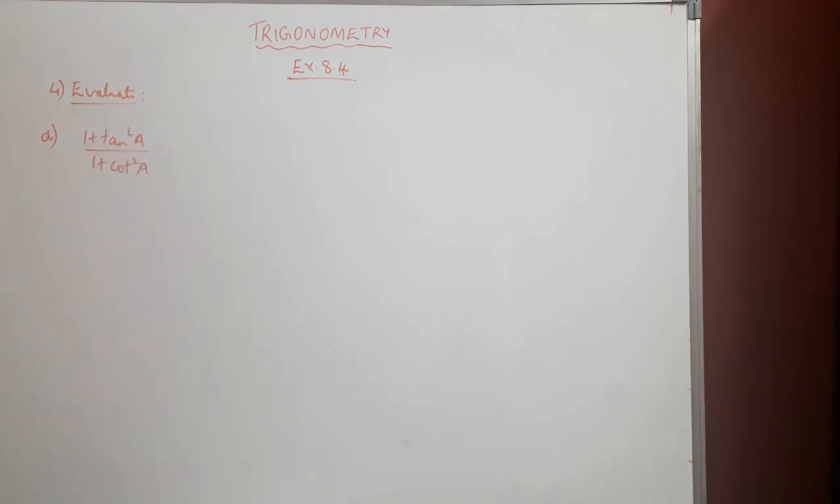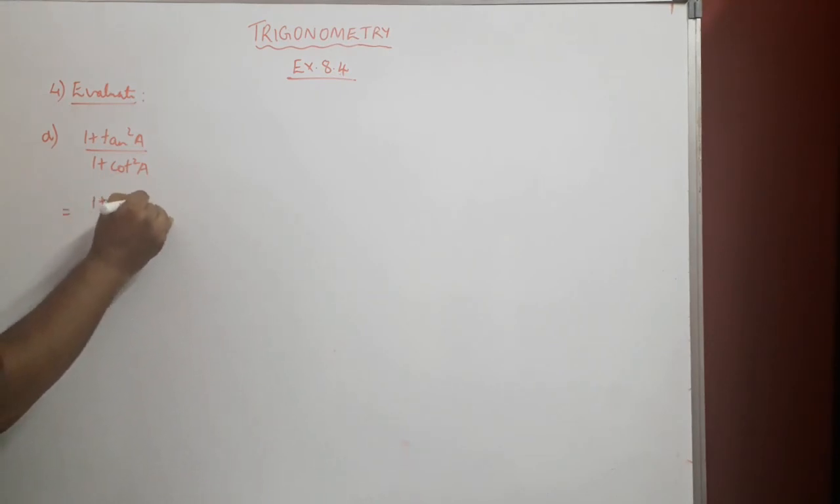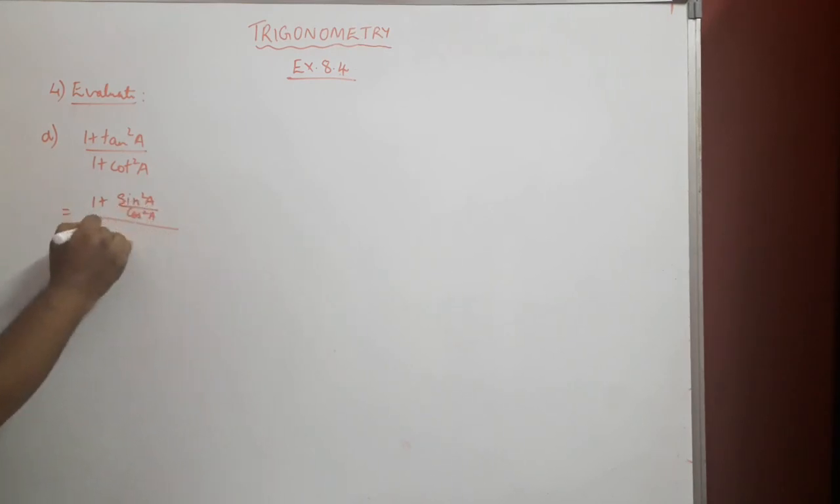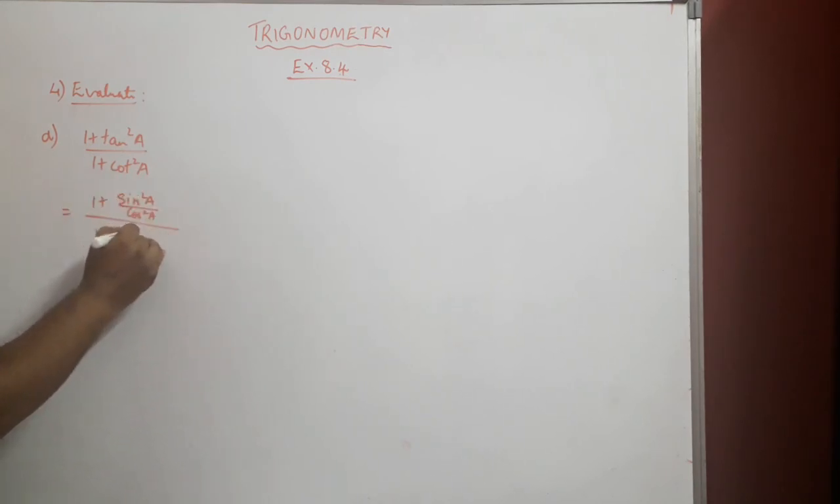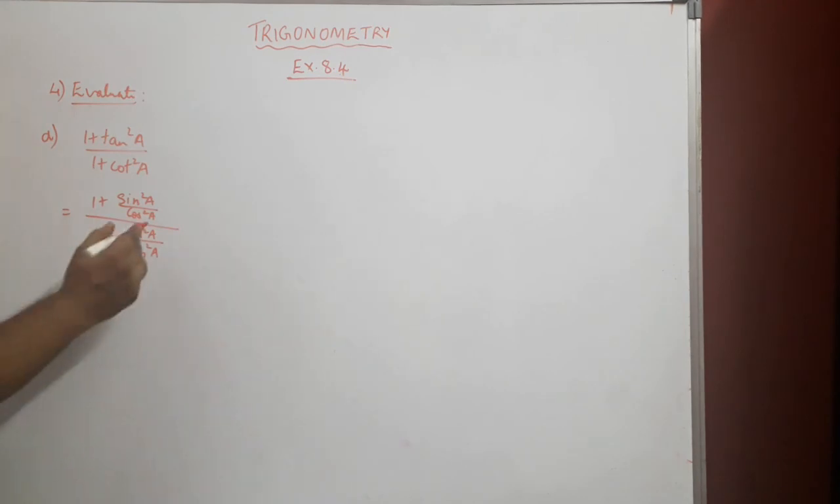The fourth and the final problem for this video is 1 plus tan square a upon 1 plus cot square a. Once again we'll look to simplify it. We'll write 1 plus tan square a, we can write it as sin square a upon cos square a. The whole thing upon 1 plus cot square a, we'll write it as cos square a upon sin square a.